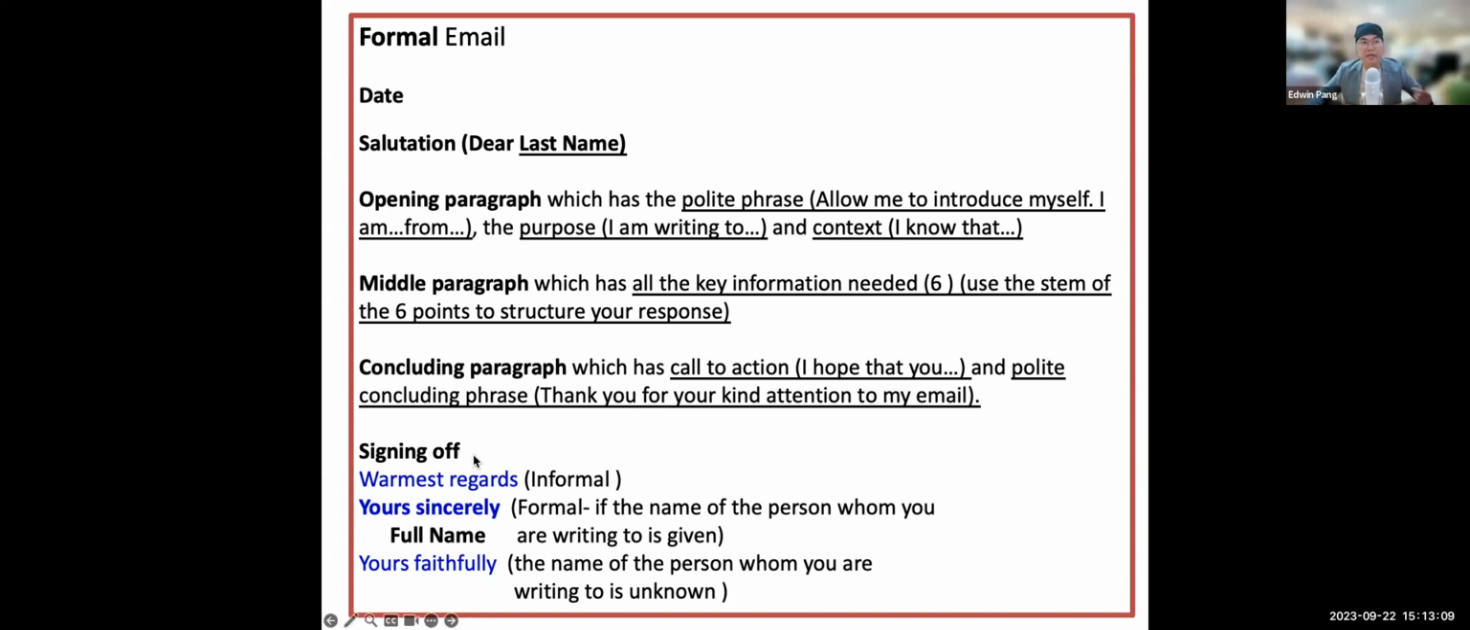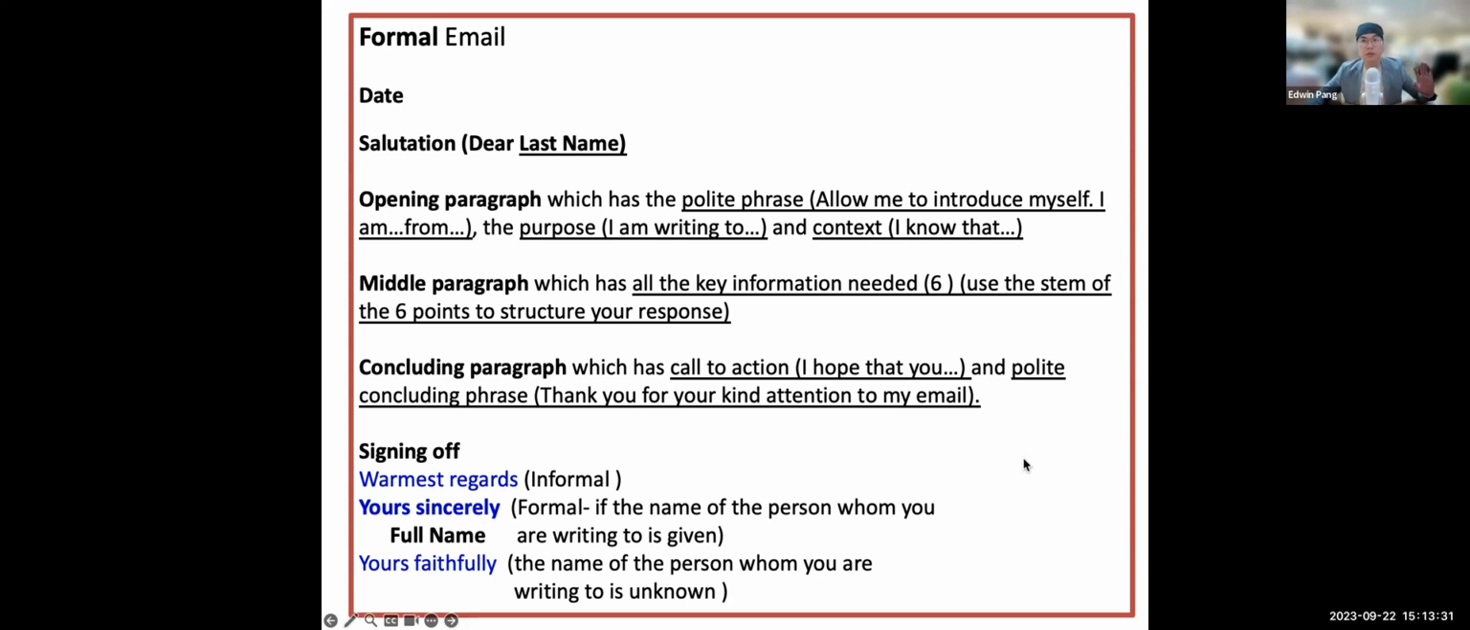All right. So signing off, if you are not sure, use yours sincerely. Yours sincerely. And please memorize the spelling. There are still a few of you, a handful of you, who spell sincerely incorrectly. There are 2 E's in sincerely. 2, not 1, but 2. Okay? So please be careful with your spelling of sincerely.